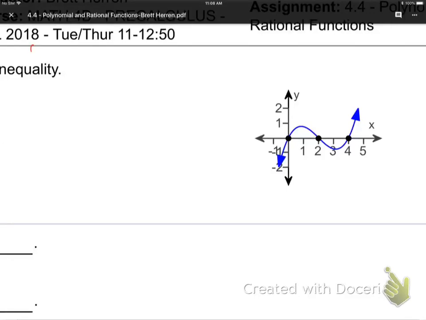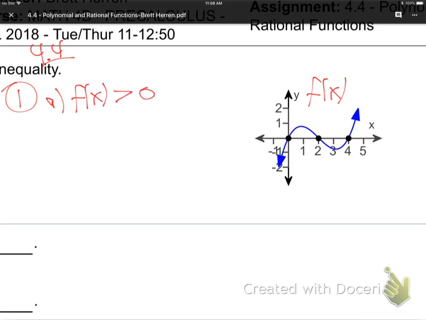Okay, so section 4.4. Here's question number 1. They're giving me this graph, f of x, and in part A, they'll say, where is f of x greater than 0? Just looking at that function, where is that function greater than 0?